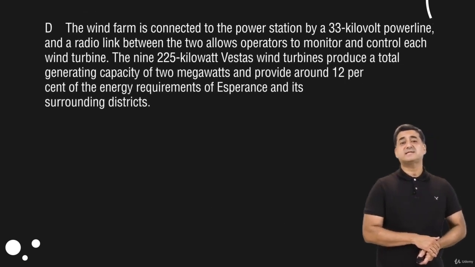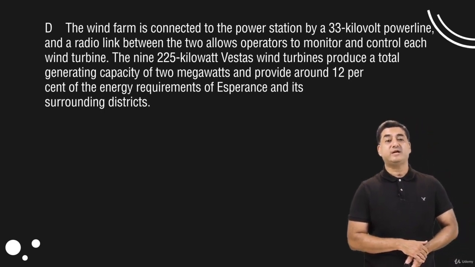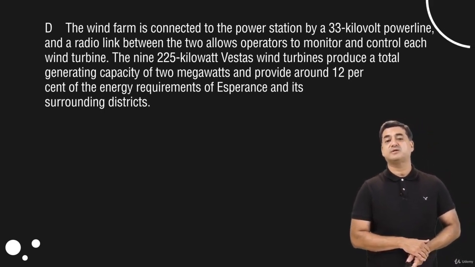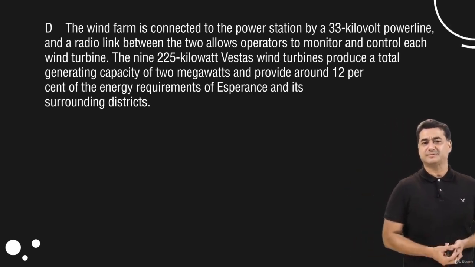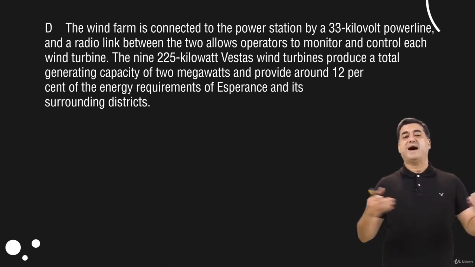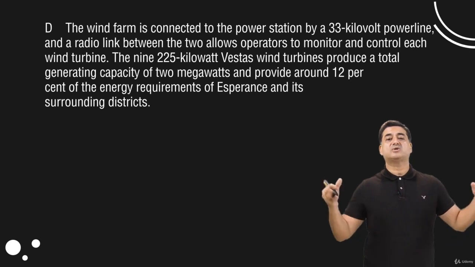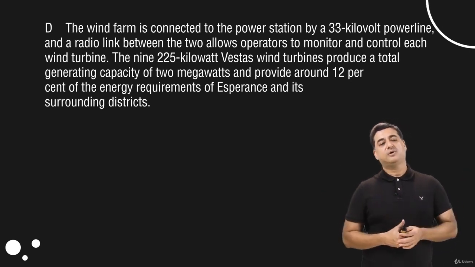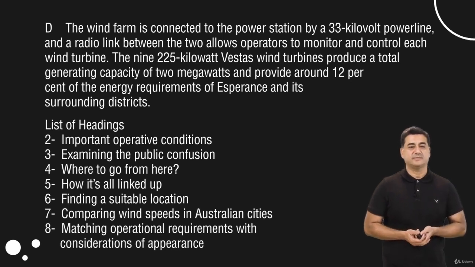The wind farm is connected to the power station by a 33 kilovolt power line, and a radio link between the two allows operators to monitor and control each wind turbine. What are they talking about? They are talking about the connections, how the farm is connected to the power station and how it's all linked up. So let's find out what is the heading for this one.